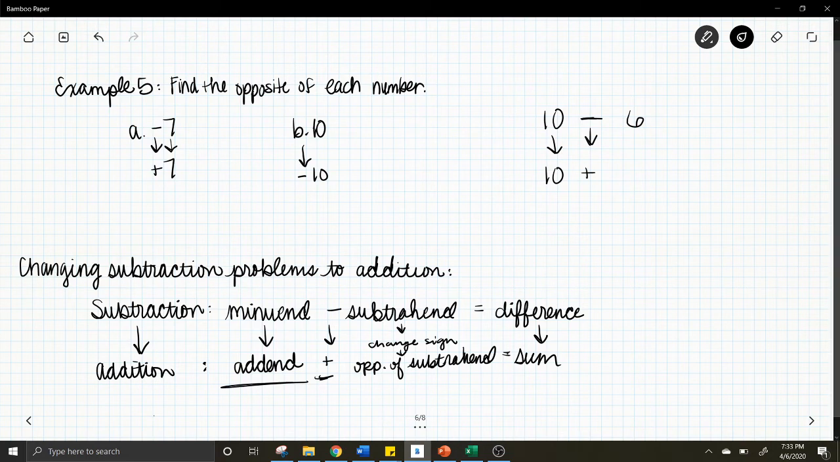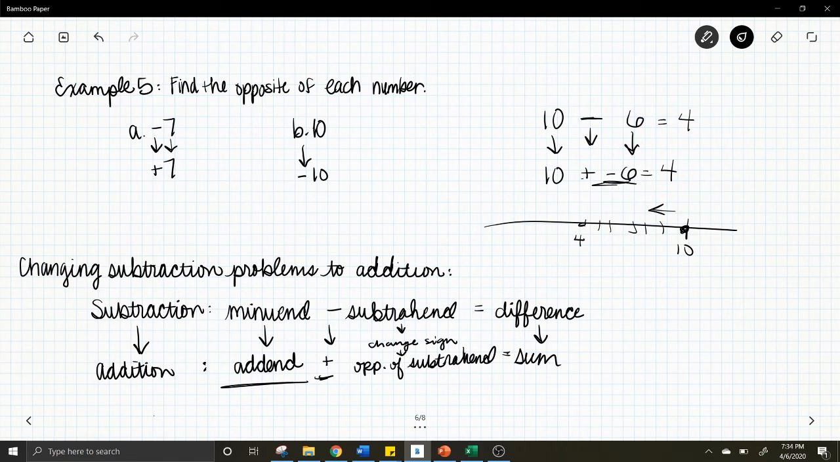And then for our subtrahend, we're going to turn it into the opposite of the subtrahend. So what would the opposite of 6 be? It would be negative 6. And the solution to both of these problems would be the same. 10 minus 6 is 4. 10 plus negative 6 would be 4. Just visualize on the number line. We're at positive 10 and we're adding a negative 6. It means I'm going to the left 6 spaces. Okay, that was just a really dreary example.